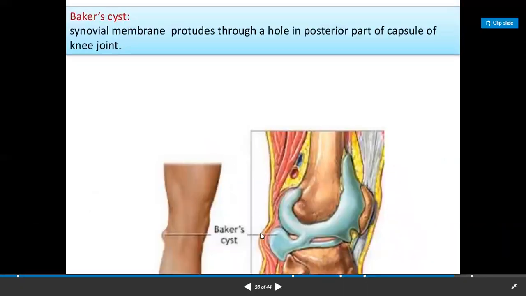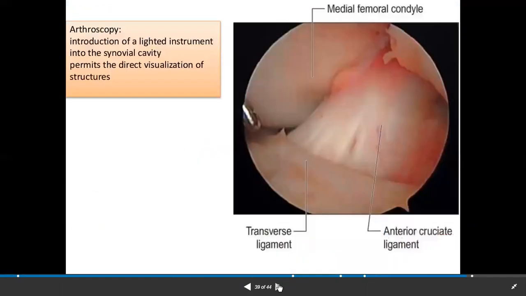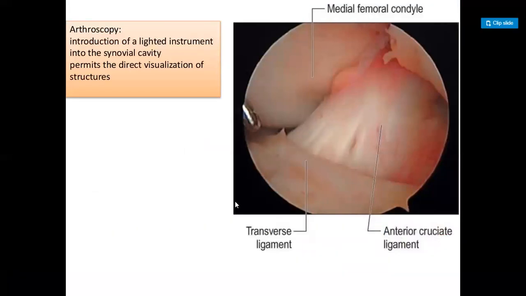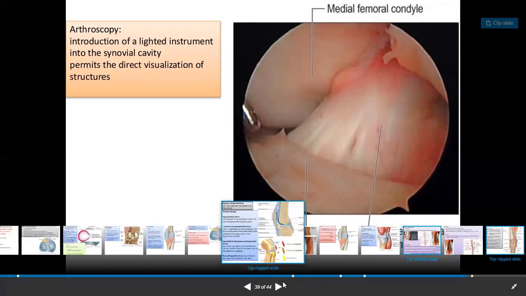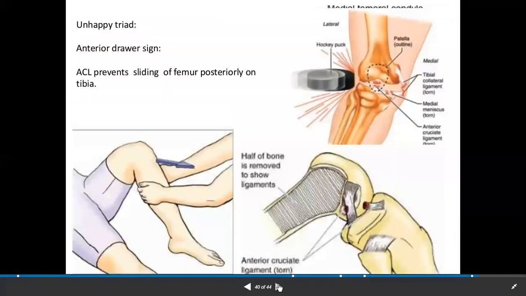So Baker's cyst, I told you, is nothing but a cyst which we also see in the popliteal fossa. Arthroscopy is a technique where the introduction of light into the synovial cavity permits direct visualization of structures. We will be able to see the medial femoral condyle, anterior cruciate ligament, transverse ligament. We can see inside the joint.